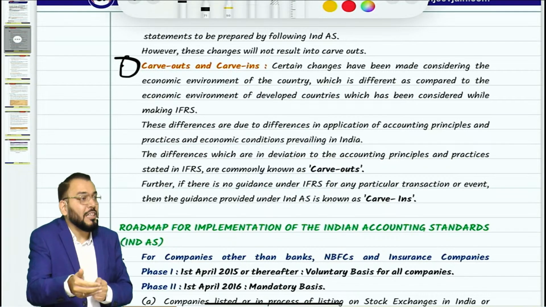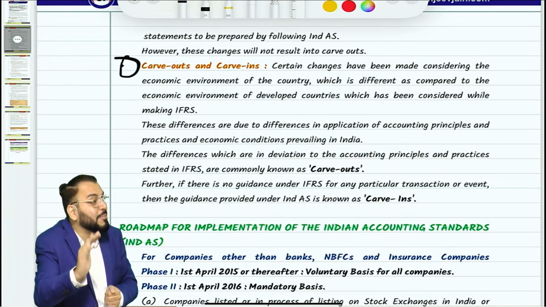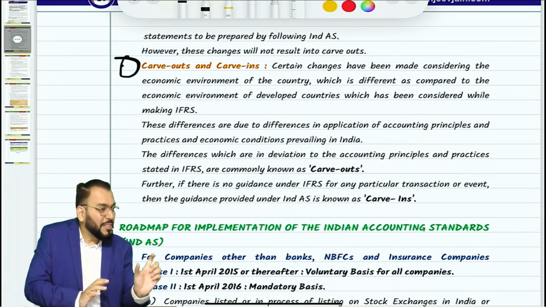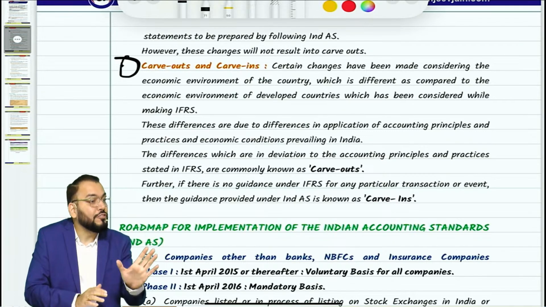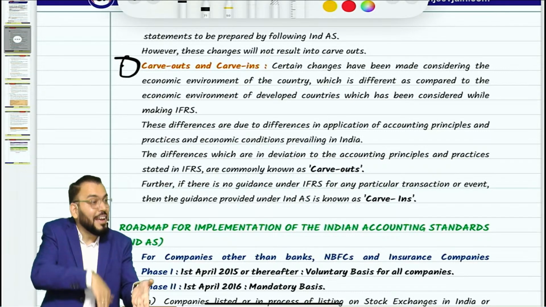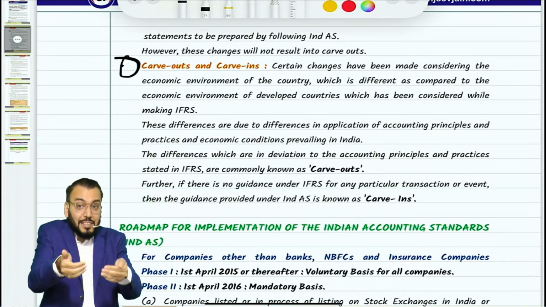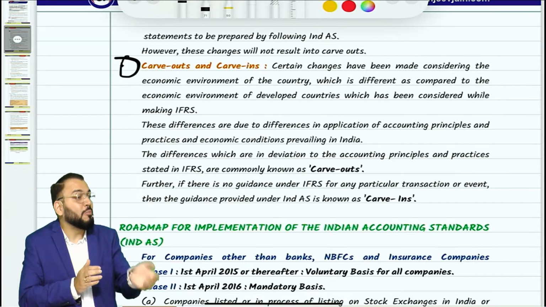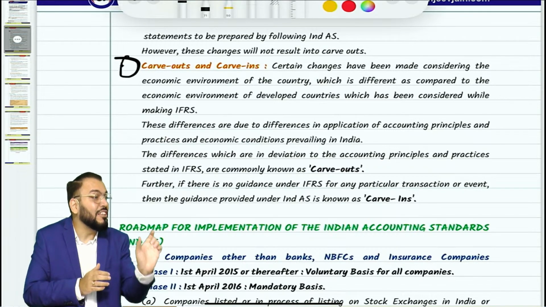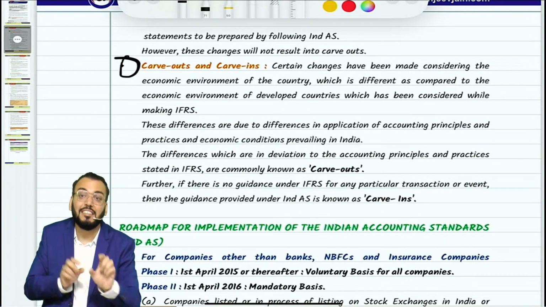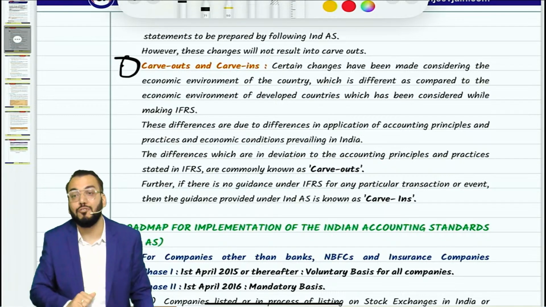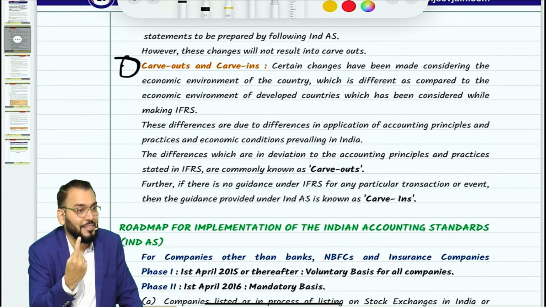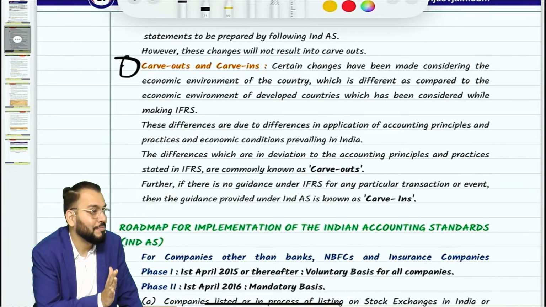It is quite possible that there was no accounting treatment given under IFRS. Means for a specific transaction there was no accounting treatment, and that accounting treatment is given where? In India. So that is included as carve in. It is quite possible for a particular transaction IFRS was silent but India has given accounting treatment; that is known as carve in. There is only one carve in and the balance are carve out.